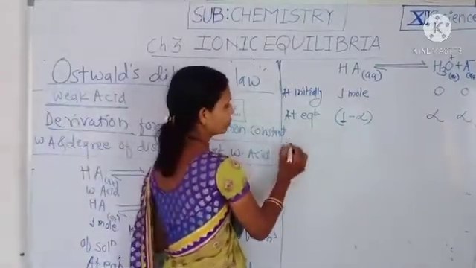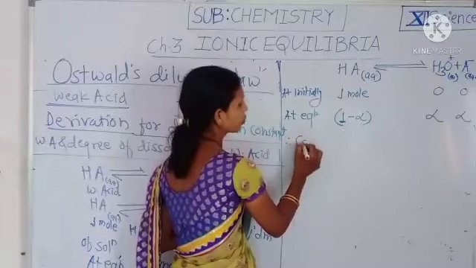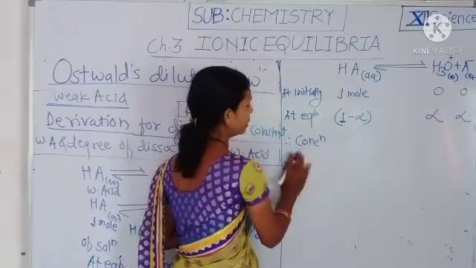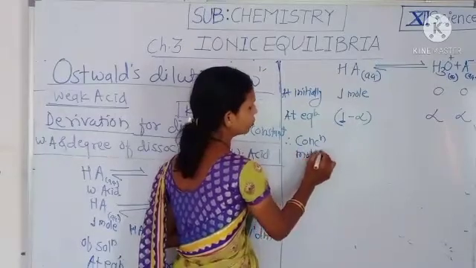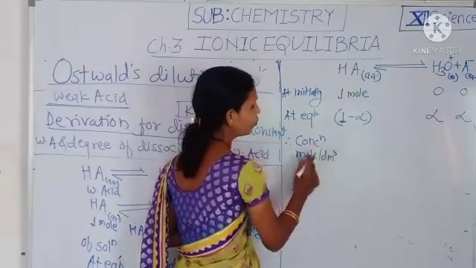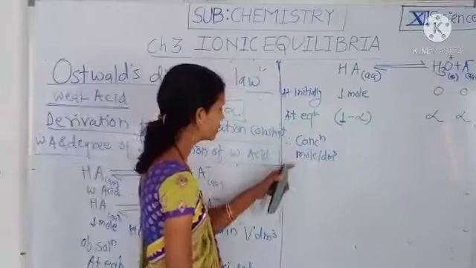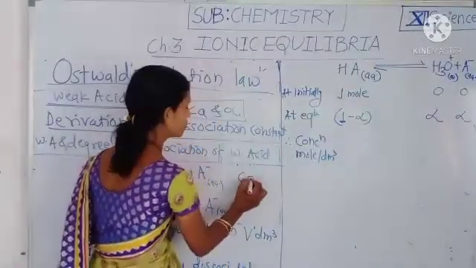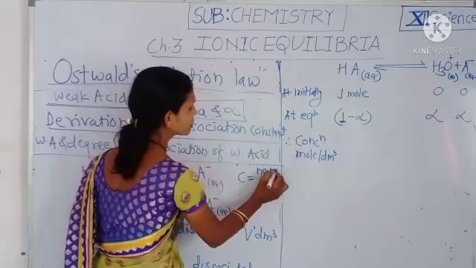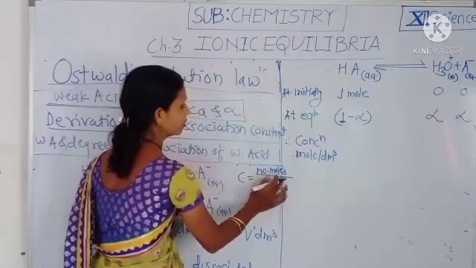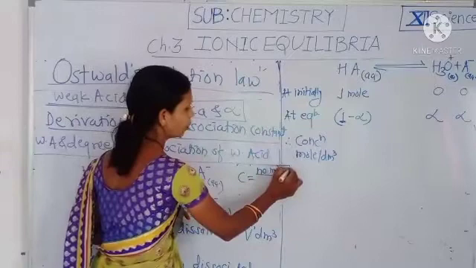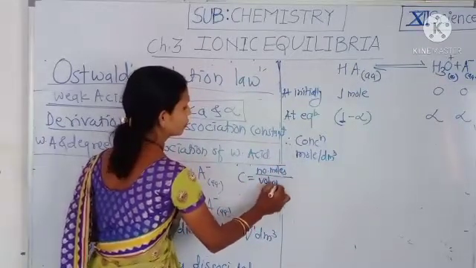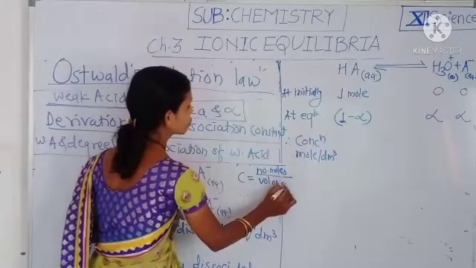Therefore, we can write the concentration terms in mole per dm cube, that is mole per liter. The concentration term used is the number of moles of that substance upon the volume of the solution.